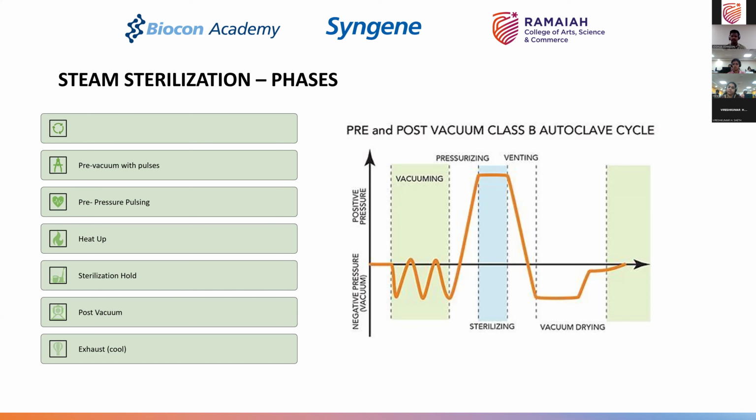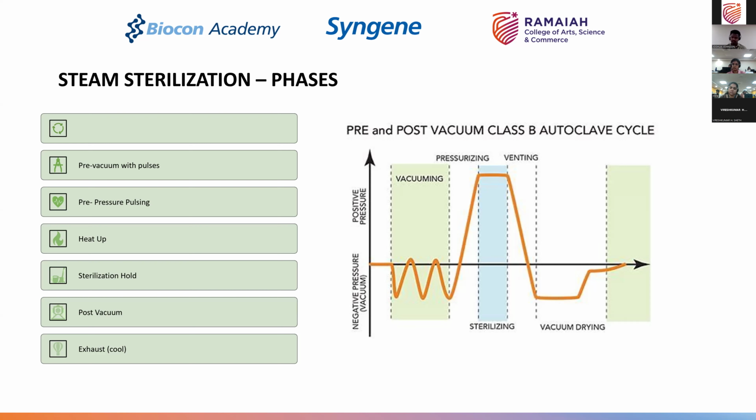Then you do pre-pressure pulsing. In the pre-pressure pulsing phase, you introduce a certain amount of steam into the chamber and also combine it with vacuum. What are you doing? You introduce steam, so you push the cold air down, and now you apply vacuum, so the vacuum pulls out that air which was sitting in one corner of the chamber. So pre-pulsing and pre-vacuum as a combination ensures that the air is removed. Now you are sure 100% air is removed.